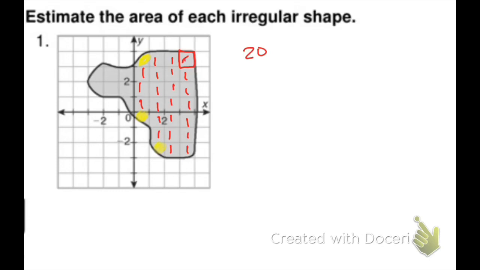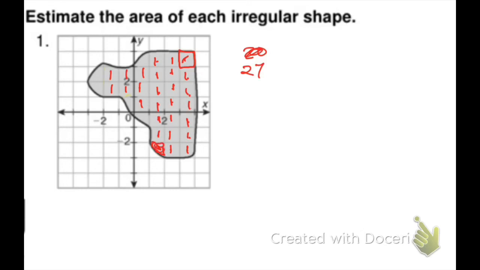Lost count. 1, 2, 3, 4, 5, 6, 7, 8, 9, 10, 13, 14, 15, 16, 17, 18, 19, 20, 21, 22, 23, 24, 25, 26, 27. So we're at 27 right now, and I haven't counted those highlighted squares. But notice that these highlighted squares here, they're triangles. They fill up half of the box. So all I'm going to do is add them both together to get a full square.